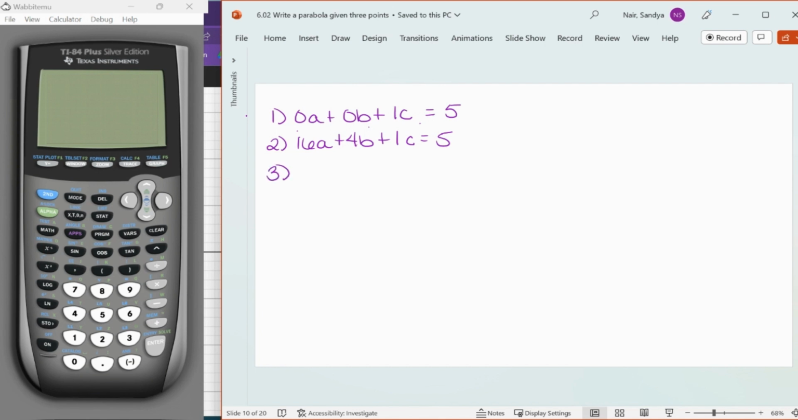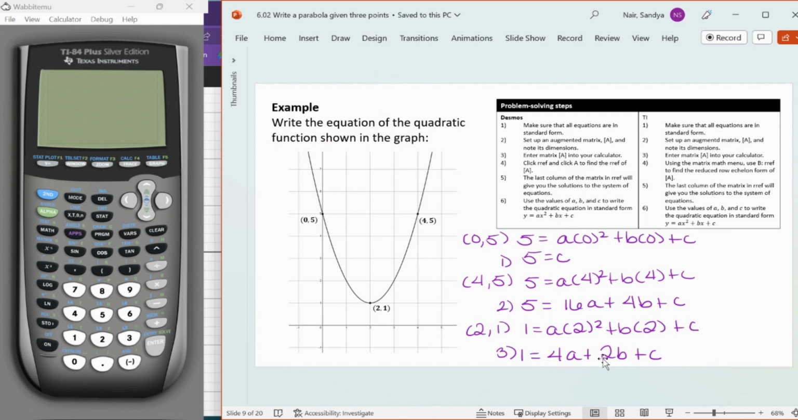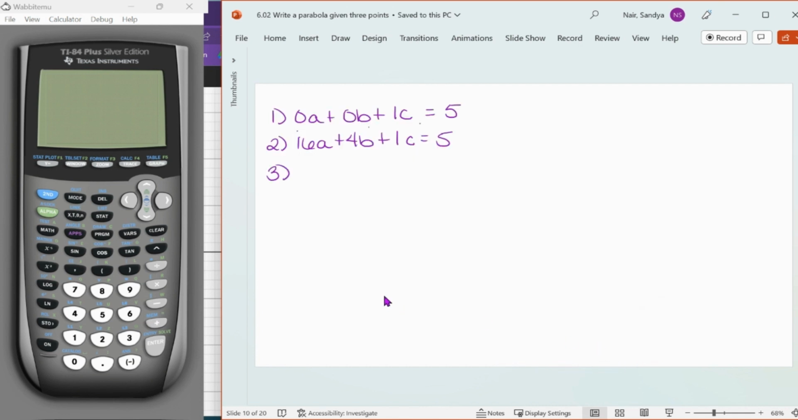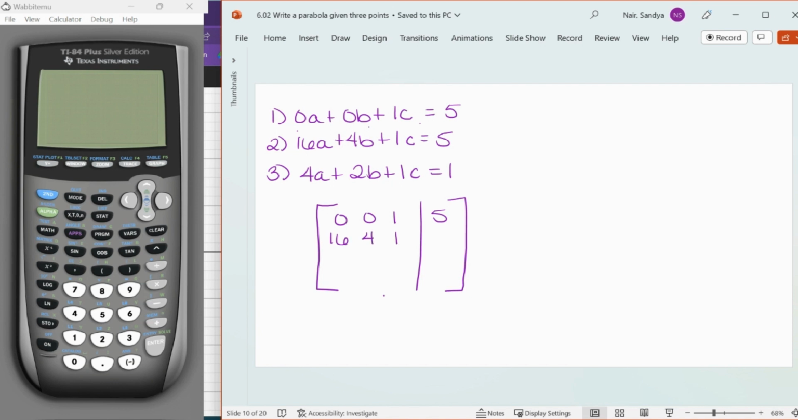Now let's do equation 3. So equation 3 was 1 equals 4a plus 2b plus c. So I'm just going to rewrite that as 4a plus 2b plus 1c is equal to 1. Okay, so now we have our equations in standard form, so we can set up our augmented matrix. So row 1 is going to be 0, 0, 1, and then 5. Remember, I put this line here for my solutions. And then row 2 is going to be 16, 4, 1, and then 5. And then row 3 will be 4, 2, 1, and then 1.